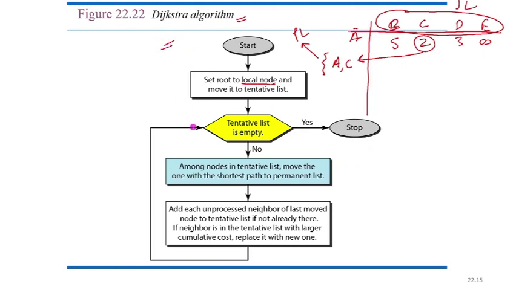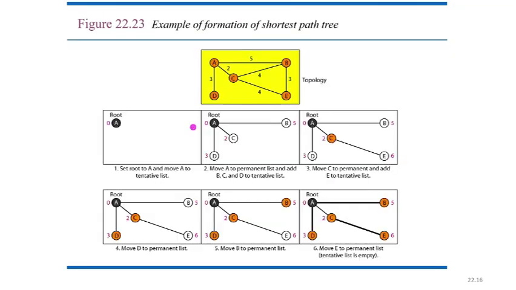Now we will take an example and then proceed. Suppose this is the example that we want to consider. We will be following the steps to find out the shortest path with the help of Dijkstra's algorithm. And we will also consider how the information is given to each of the routers, to each of the members here. So it starts like this: this is the root node, the local one. So set root to A and move A to the tentative list.